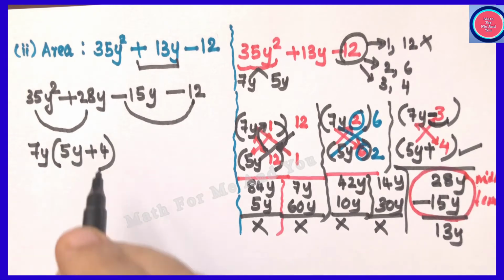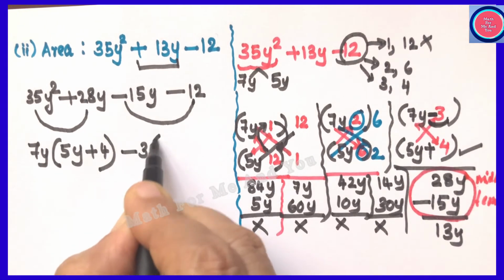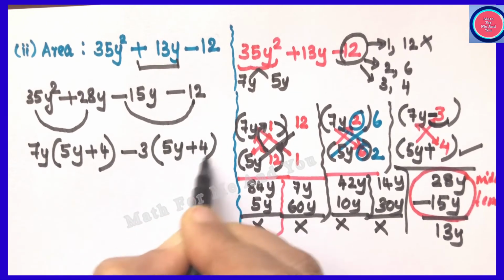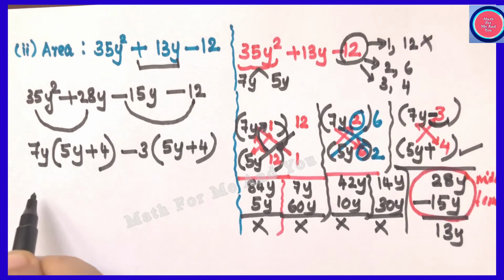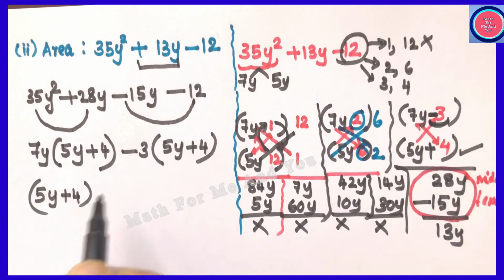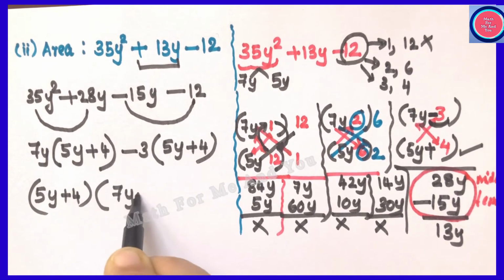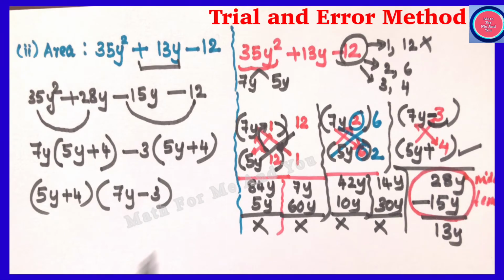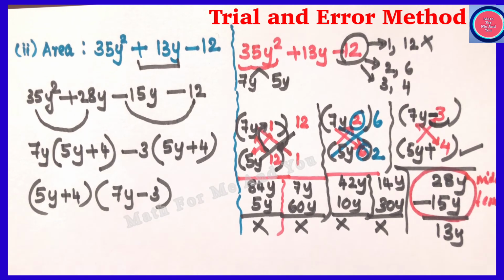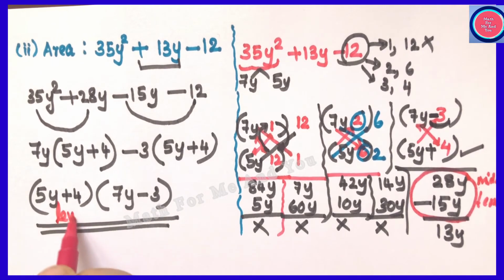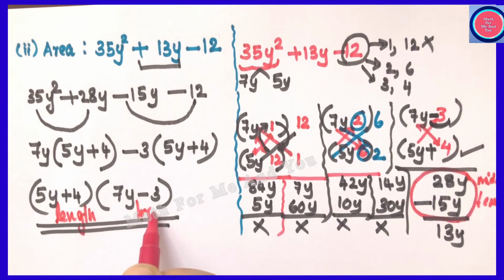That means we have to take minus 3 as a common factor from the last two terms. So we are getting inside the bracket 5y plus 4 same as in the first bracket. We can see 5y plus 4 is a common factor now. Write that first. What will be in the second bracket? 7y minus 3. So if you practice in this way using the trial and error method, you could easily split the middle term as well as you will be getting the factors quickly. So here we can see the given area we have factorized so that we are getting two factors. One will be the length and the other one will be its breadth.